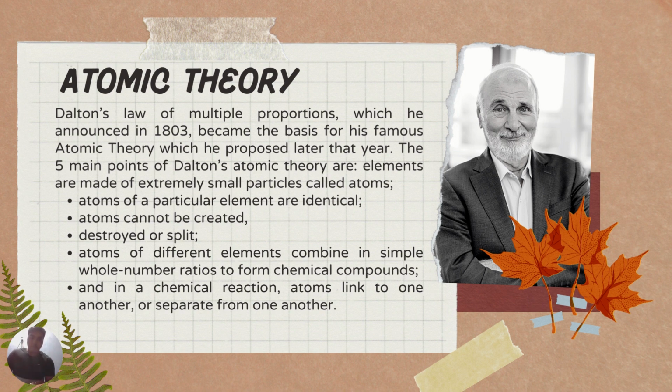Atoms of a particular element are identical. Atoms cannot be created, destroyed, or split. Atoms of different elements combine in simple whole number ratios to form chemical compounds, and in a chemical reaction, atoms link to one another or separate from one another.